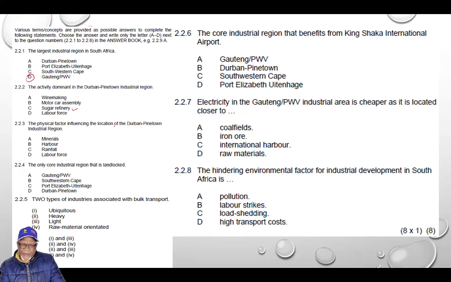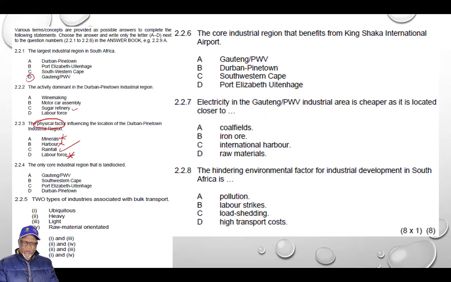The physical factor influencing the location of Durban Pinetown. When you're talking about a physical factor, we're talking about a natural factor. Is it minerals? There aren't many minerals, which means it is wrong. Is it harbor? Is a harbor a physical factor? No, a harbor is a man-made factor. It's not physical. Is it labor force? No, labor force is humans. So the physical factor there is rainfall, because we also said there is a lot of sugar refinery there.